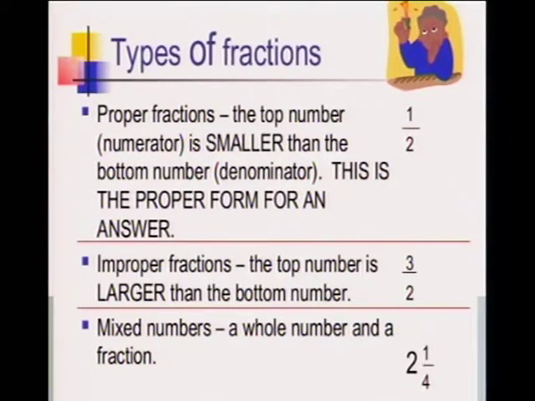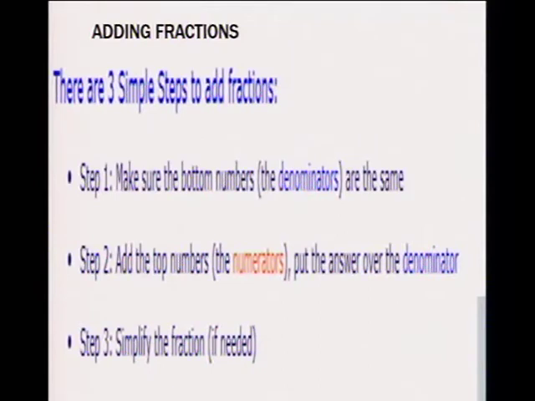Where proper fractions, the numerator is smaller than the denominator. Improper fractions, the numerator is greater than the denominator. And in mixed numbers, you have a whole part and then a fraction part. Okay? Proper numerator is smaller than the denominator. Improper numerator greater than the denominator. And mixed fraction, you have a whole part and then a fraction part.